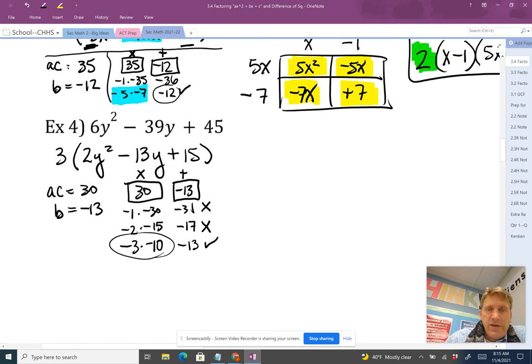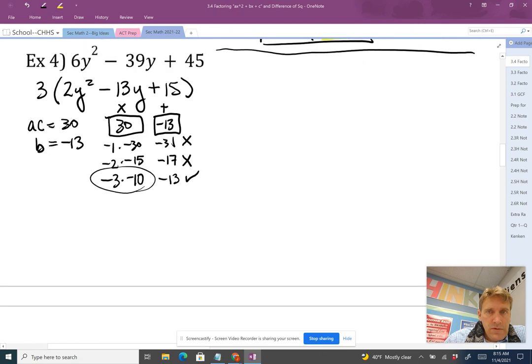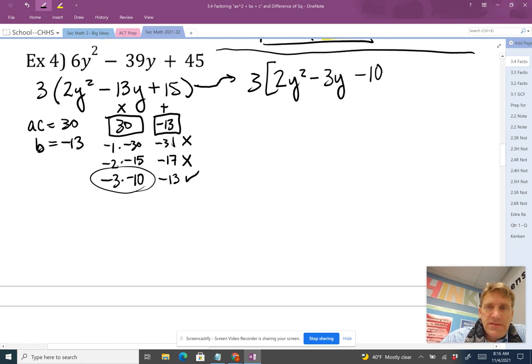So this time I'm going to factor by grouping. We're going to take it and write it like this. 3 times 2y squared. And once again, I think it was good to put a bracket in there. 2y squared minus 3y minus 10y plus 15. Close the brackets.